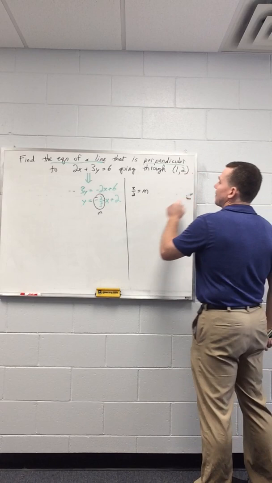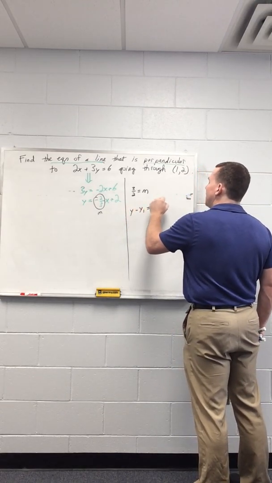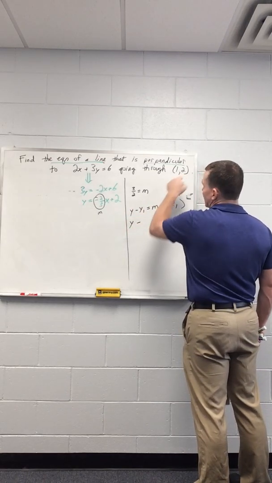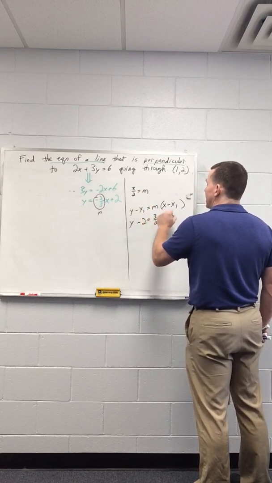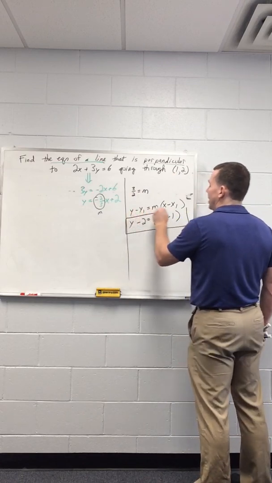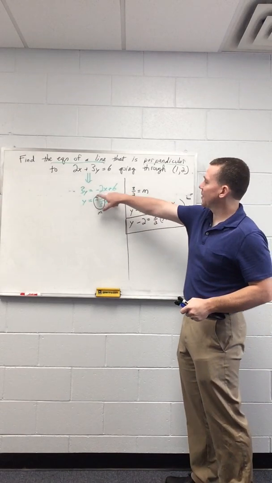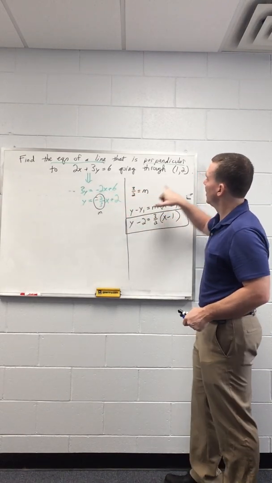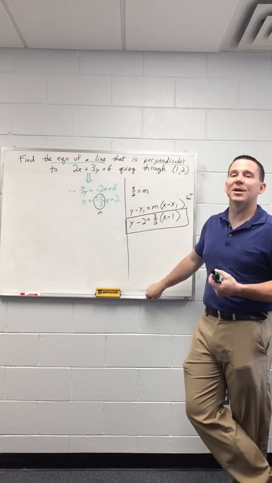I want it to go through this point, so I do the exact same thing. Point slope form. Y minus y1 equals m times x minus x1. So it's y minus 2 equals 3/2 times x minus 1. And there's my equation of a line in point slope form. Is it perpendicular to that line? Yep, we made sure the slopes were negative reciprocals, so it's perpendicular. Does it go through that point? Yep, we plugged that point in, so we're good to go.